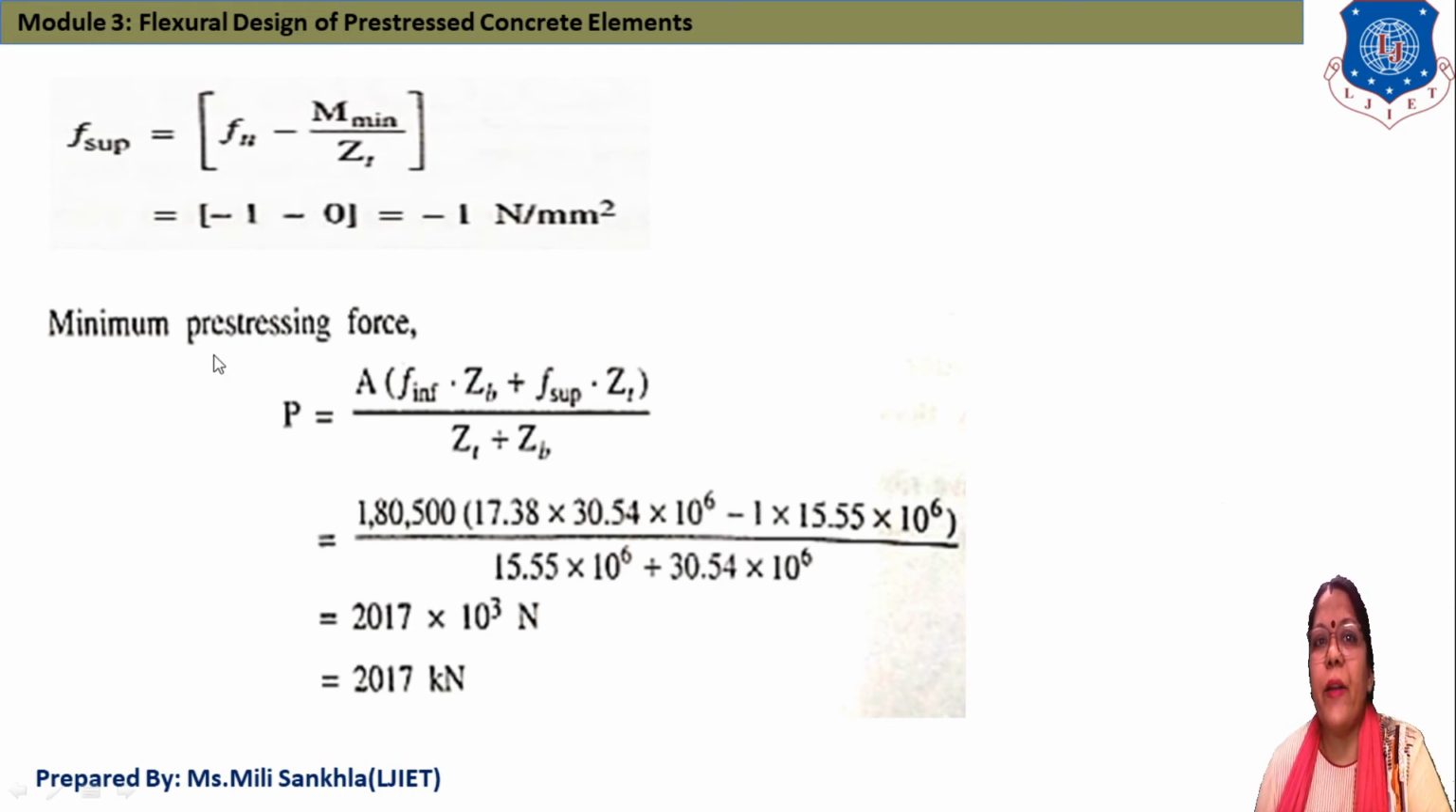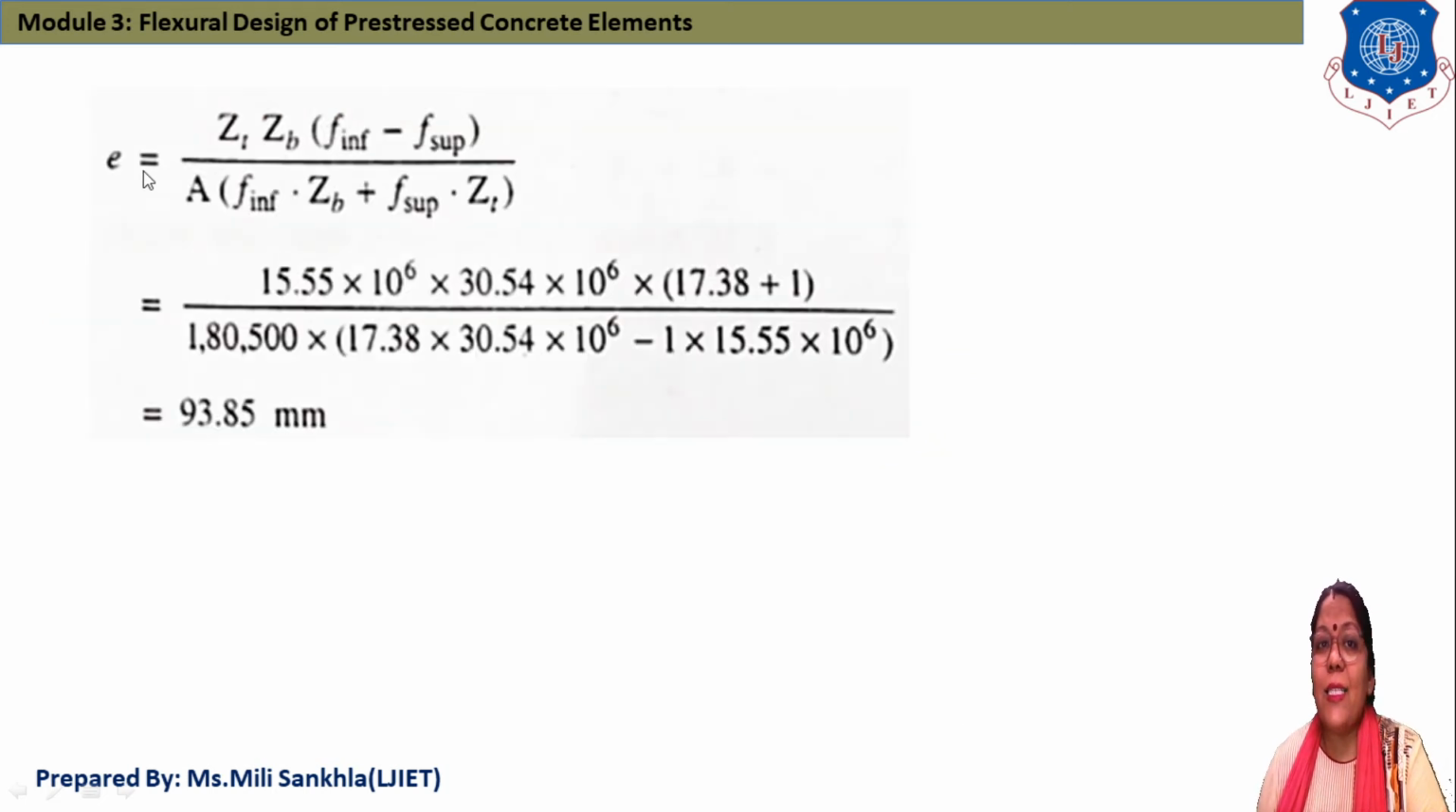Now we find the minimum prestressing force P. P is equal to A, then stress at top fiber into ZB plus stress at bottom fiber into ZT, divided by ZT plus ZB. Put all the values in this equation, and our prestressing force P is equal to 2017 kilonewton.